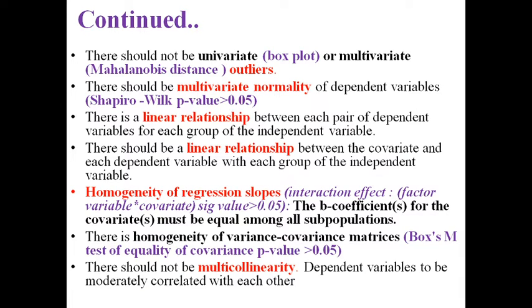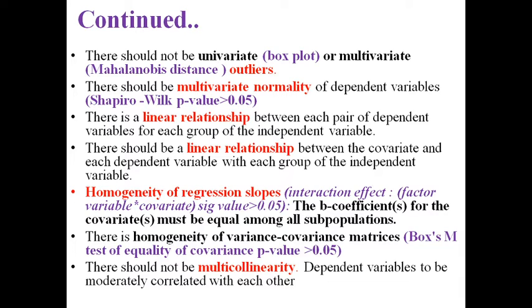The next is there is a linear relationship between each pair of dependent variables for each group of the independent variable. So we will see it through our scatter plot. And then second, it is also saying there should be a linear relationship between the covariate and each dependent variable with each group of the independent variable. This also will be checked through the scatter plot.